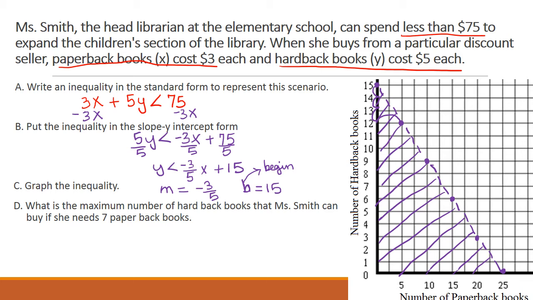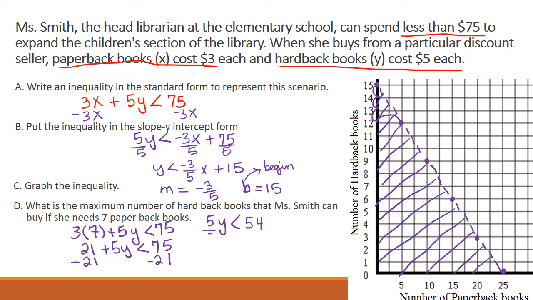What is the maximum number of books that Miss Smith can buy if she needs 7 paperback books? So I can solve this question in 2 ways. Algebraically, by substituting x with 7, which makes me end with 3 times 7 plus 5y is less than 75. 3 times 7 is 21, plus 5y less than 75. I'm taking 21 from both sides to isolate the y. So I'm going to end up with 5y less than 54.